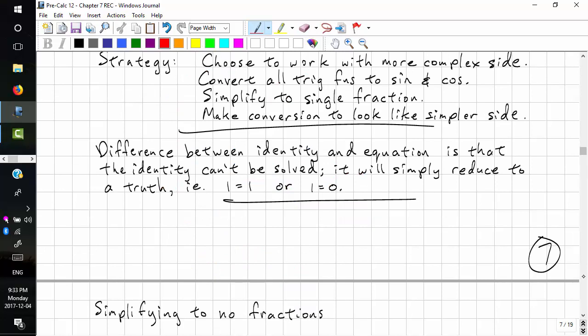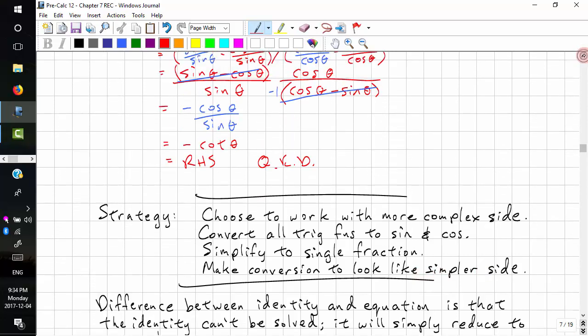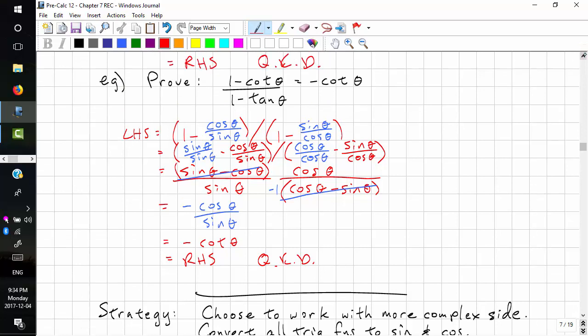So what do we do? Choose to work with the more complex side. This is in general, it's not always the case. Convert all the trig functions to sine and cosine. Again, this is a strategy if you're stuck. We want to simplify to a single fraction, and we want to make the conversion look like the simpler side. Anytime we see a 1, we can change it to whatever we like, but normally it's to have a common denominator.